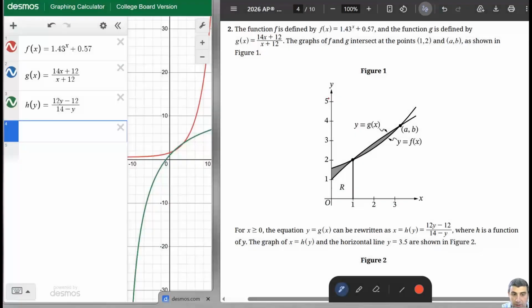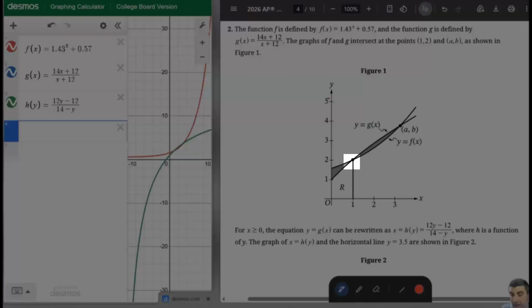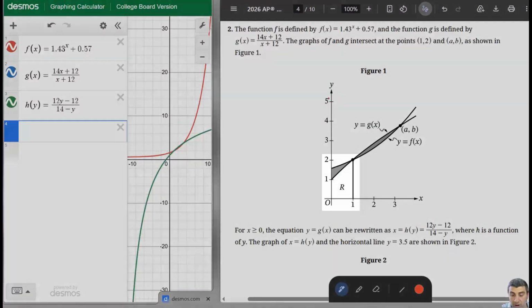Number two, I've already entered the functions in Desmos. So let's jump in. I'm not going to read all through this, but we have the graphs of f and g. Their intersection points are highlighted, except the second one is at (a, b). Also, you have region R there.